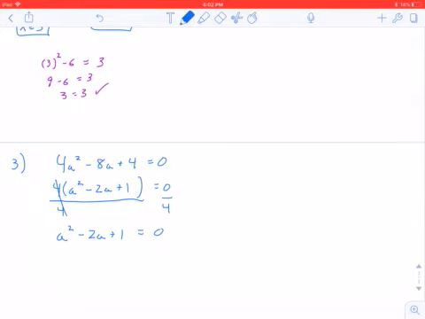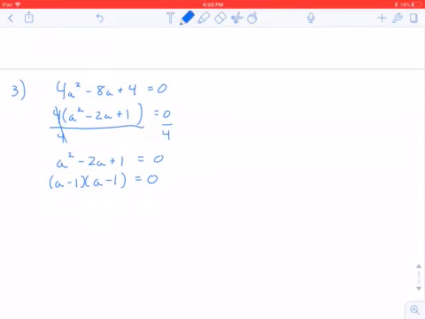When you're solving an equation, you can divide by that GCF, and that will cancel out on the left and give you 0 still on the right. Now I can factor this. Hopefully you're starting to see that in order to factor this, we need two numbers that multiply to get 1, but add to get negative 2. Well, those two numbers are negative 1 and negative 1. So this factors to a minus 1 and a minus 1.